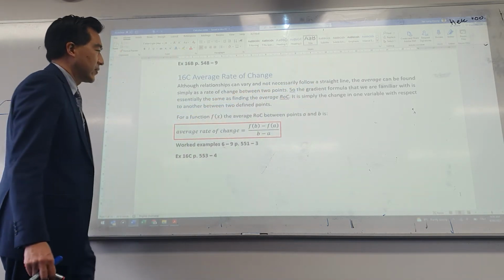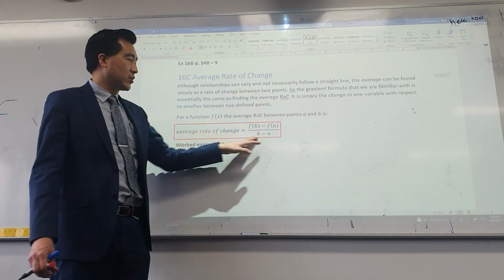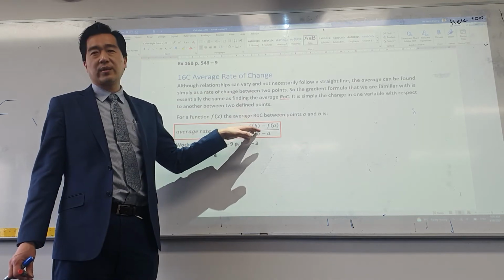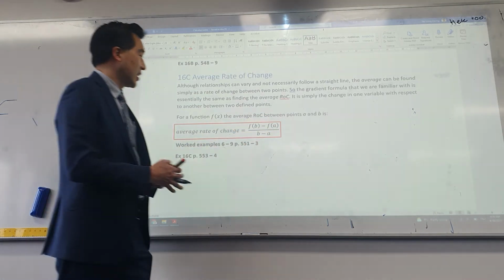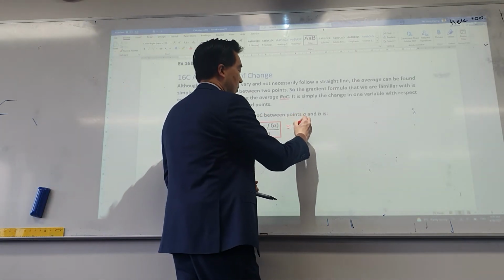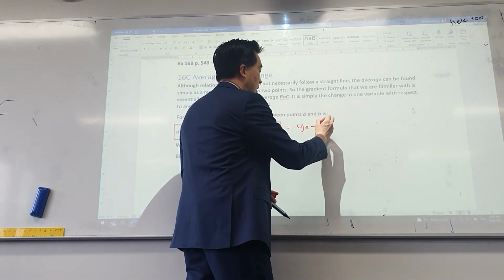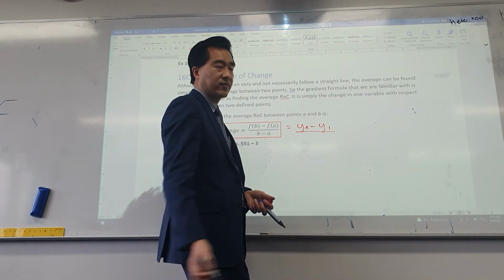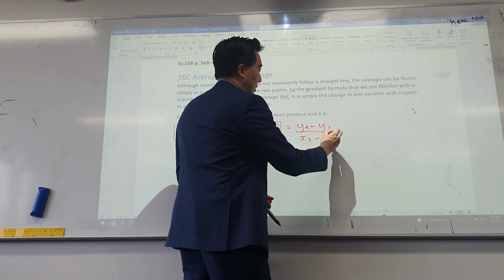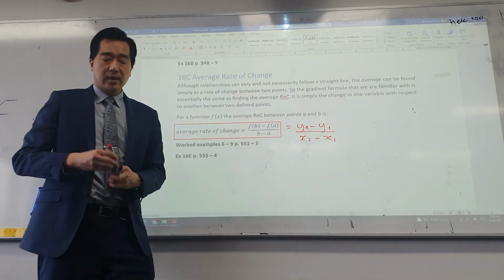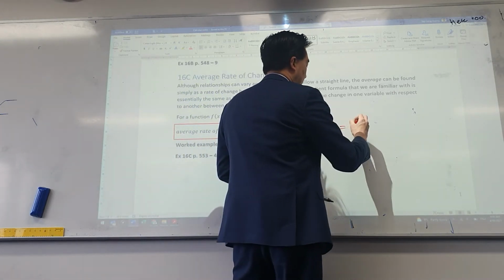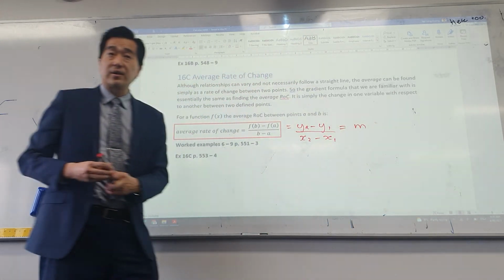For a function f of x, average rate of change between these 2 points. Substitute the second point in, minus substitute the first. This is actually the same thing as y2, which is what you get when you substitute the second x value, minus y1, what you get when you substitute the first x value, over x2 minus x1. So hopefully that formula is familiar. We should remember that was your m, which is the gradient that you're looking for.